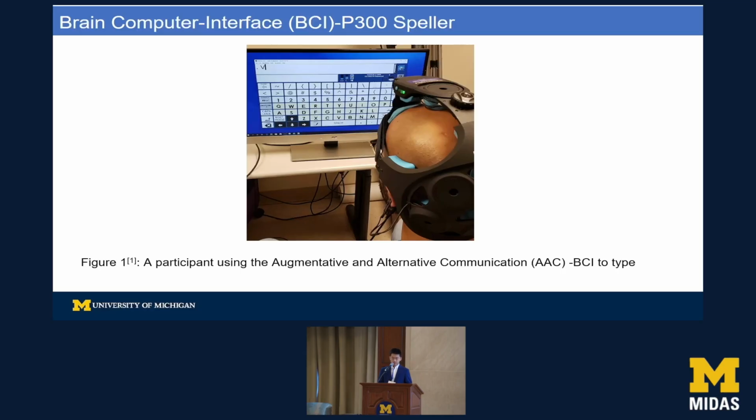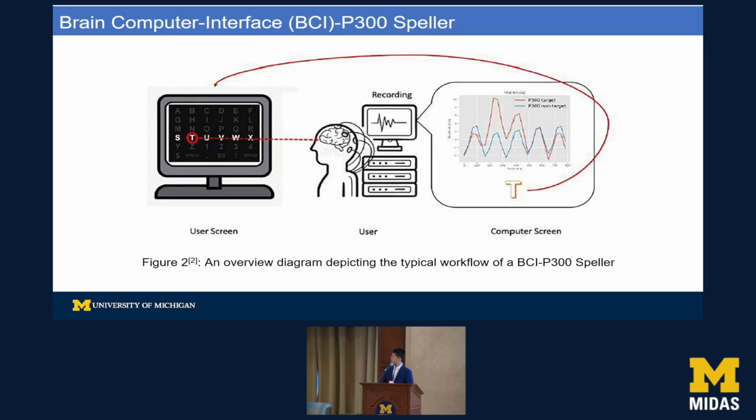And right now, let me introduce in detail how it works. This is a flow chart of the BCI P300 speller. In total, there are 3 components: the user screen, the user, and the computer. On the left, you see the user screen. Here we have a conventional keyboard, which is 6 by 6. In total, we have 36 letters, and they flash in rows and columns.